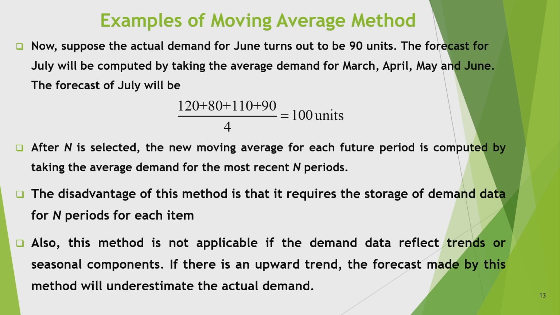Now, suppose the actual demand for June turns out to be 90 units, then the forecast for July will be computed by taking the average demand for March, April, May and June. So, the forecast for July will be further updated.